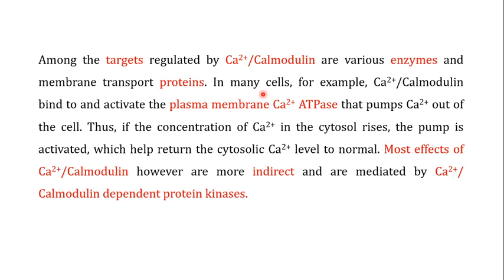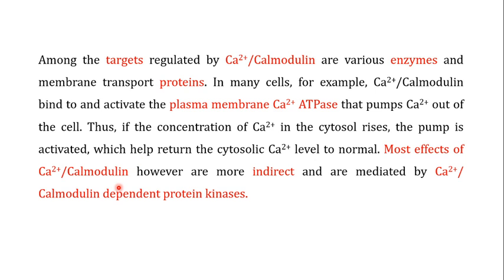For example, in many cells, when the calcium calmodulin complex gets activated, it goes and activates the plasma membrane calcium ATPase. We had a detailed discussion on the function of the plasma membrane calcium ATPase: it is responsible for pumping calcium out of the cell if the concentration of calcium increases in the cytosol. So when calcium calmodulin binds to this plasma membrane calcium ATPase, this pump gets activated, and when there is a high level of calcium in the cytosol, this pump helps to return the cytosolic calcium level to normal by removing the excess calcium from the cytoplasm to the extracellular space. So this is the direct effect of the calcium calmodulin on the plasma membrane calcium ATPase.